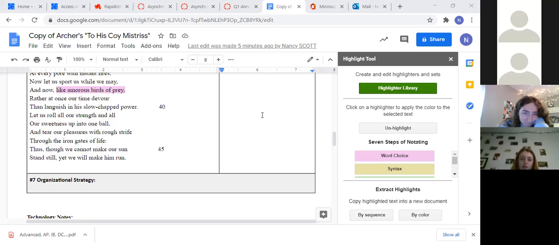So all of these allusions, everything in this last part, and then it shifts back to, thus, though we cannot make our sun stand still, yet we will make him run. What does that mean? Those last two lines are really important. When you're with me, doing the things I want to do with you, time's gonna fly. In other words, they're gonna make time run. They can't make it stand still. Time's always gonna be passing, but we can definitely make it run.